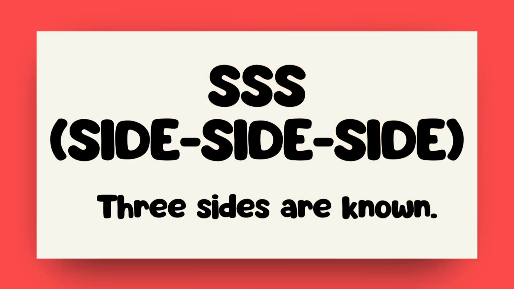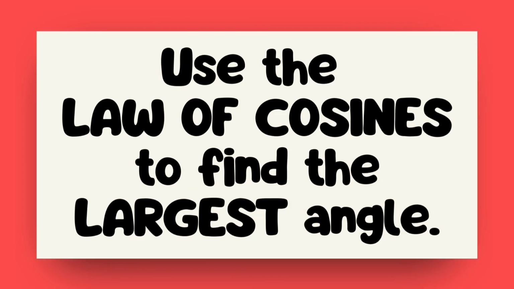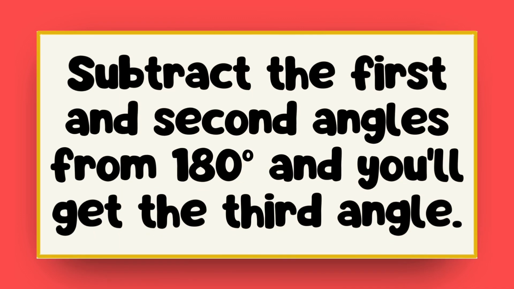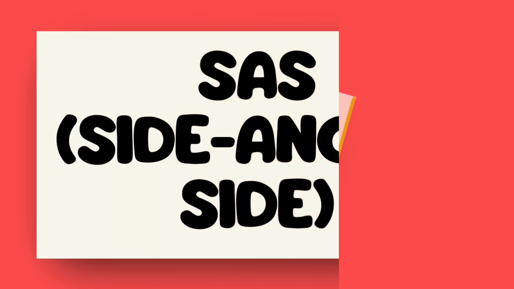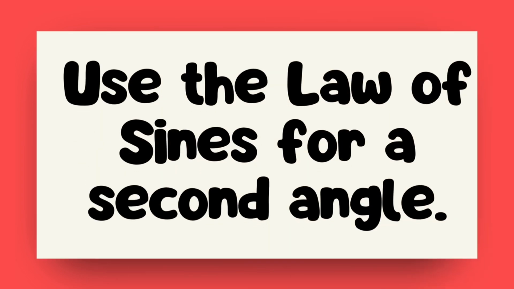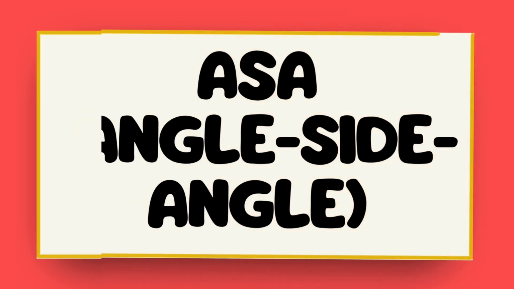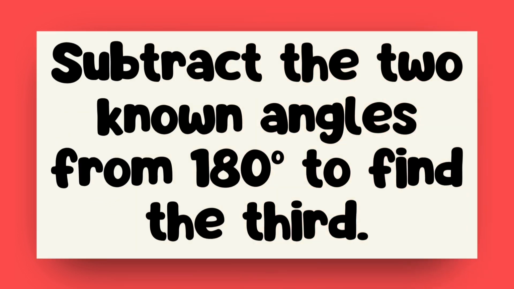For the SSS or side-side-side, if all three sides are known, start with the law of cosines to find the largest angle. Then, use the law of sines for a second angle and subtract it from 180 degrees to get the third. For SAS or side-angle-side, use the law of cosines to find the third side. Then the law of sines for the smaller of the remaining angles and subtract it from 180 degrees for the last angle.